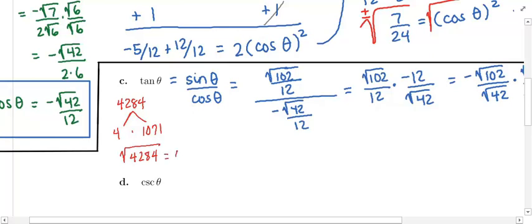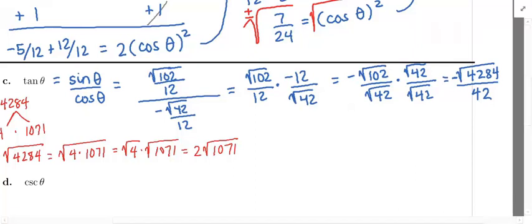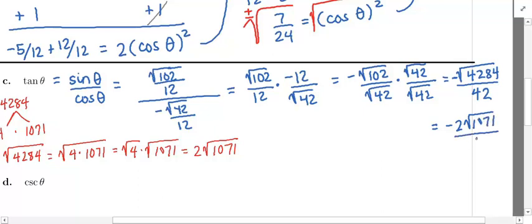So I could say that the square root of 4,284 is equal to the square root of 4 times 1,071. This is the square root of 4 times the square root of 1,071. The square root of 4 is 2, so it's going to be 2 times the square root of 1,071. And I'm just going to stop there. That square root of 1,071 might break down again, but this is as far as I'm going to go. So the numerator is going to become negative 2 times the square root of 1,071, and the bottom is going to be 42.